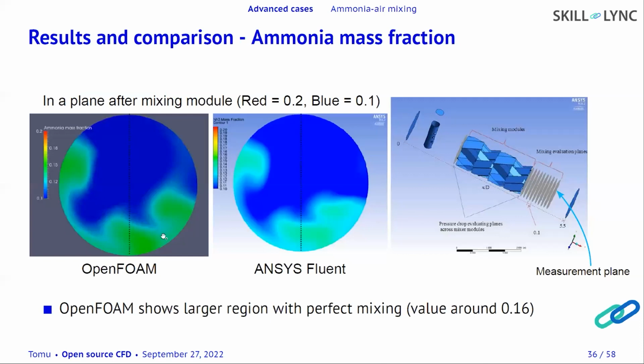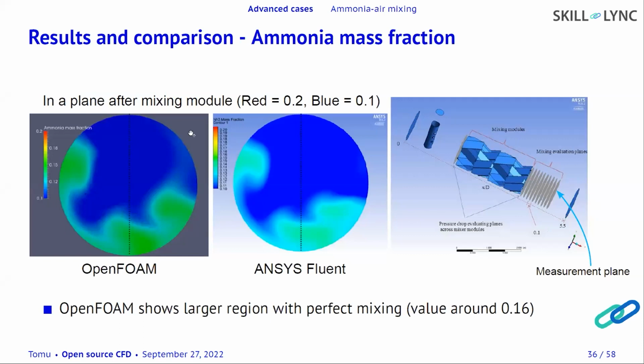You can see here that OpenFOAM shows a larger region with a value of 0.16. A 0.16 value means there is perfect mixing. So OpenFOAM is predicting perfect mixing. But in the case of ANSYS Fluent, even though the contours look the same, the value is not 0.16. The 0.16 region is actually smaller in ANSYS Fluent.